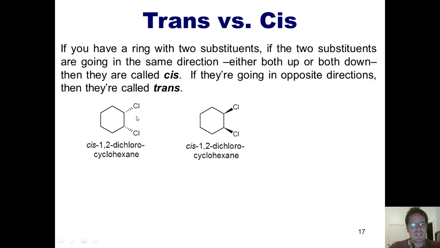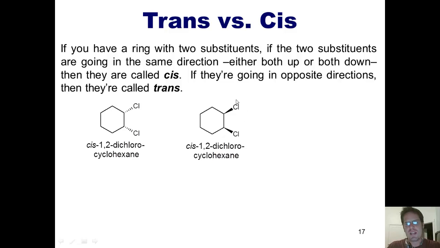In this example right here, we can see that we have two chlorines that are stuck on a cyclohexane. Now remember, when we see a dashed bond like this, it means that these bonds are going three-dimensionally down. You'll notice that both of these chlorines are pointing down. Because they're both pointing in the same direction, down, this would be called a cis 1,2-dichlorocyclohexane. And these two substituents, these two chlorines, are cis to each other.